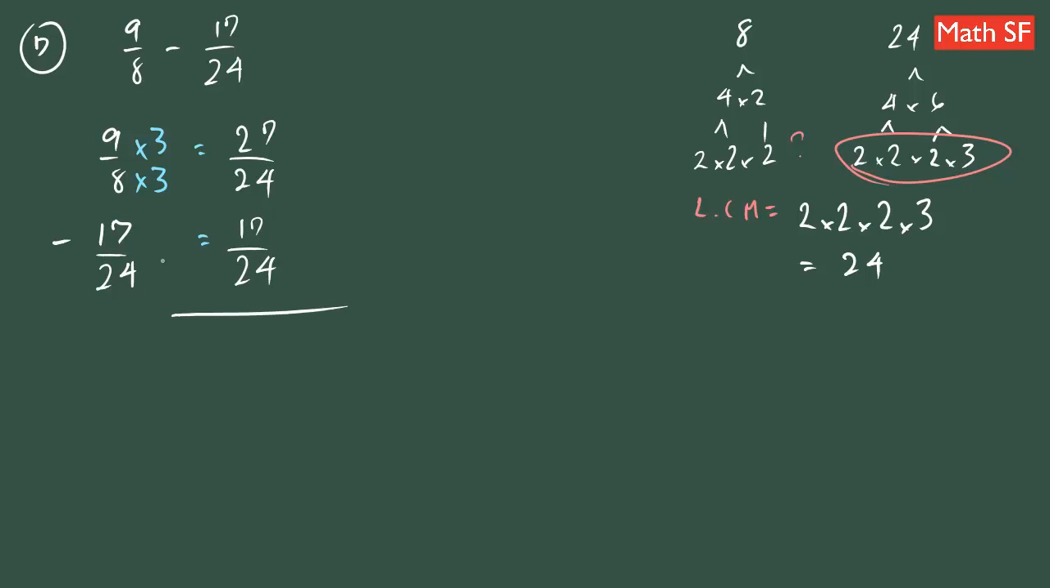Now we can subtract them. 27 minus 17 will be 10 over 24. However, this must be reduced to its lowest terms. Is this reduced? Let's see. I think this 10 is 2 times 5, and this 24 is 2 times 12. Now you can cancel them out, and you can see that you're left with 5 over 12.